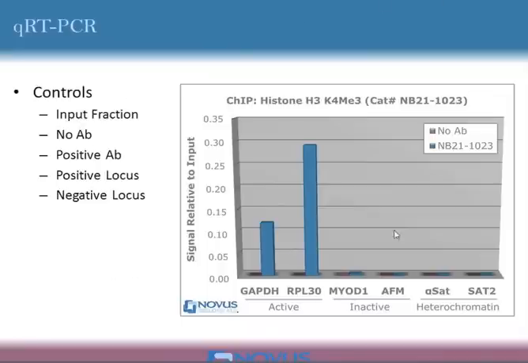So again, here we have our final graph after going through the ChIP procedure. We've used everything we needed to, the positive control antibody, the input fraction, positive and negative locus, to get good amplification and low background noise down here.